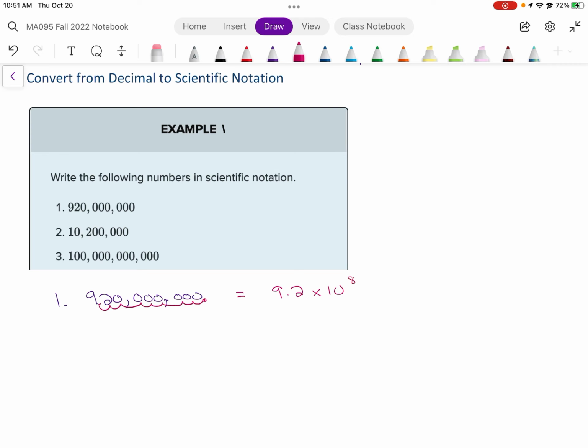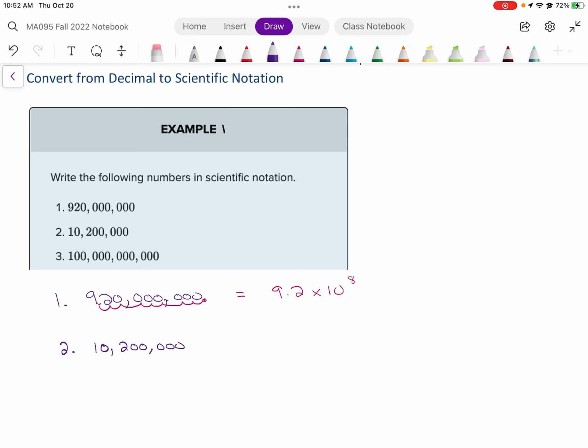Now, it's 8. Now, 9.2 times 10 to the 8 is a huge number, and 9.2 times 10 to the negative 8 is a tiny number. This is a huge number, so we're going to leave it positive. All right, so you can also go and find the rule for positive and negative and which way it moves and memorize it, but I think it makes more sense to just know that a positive exponent represents a large number.